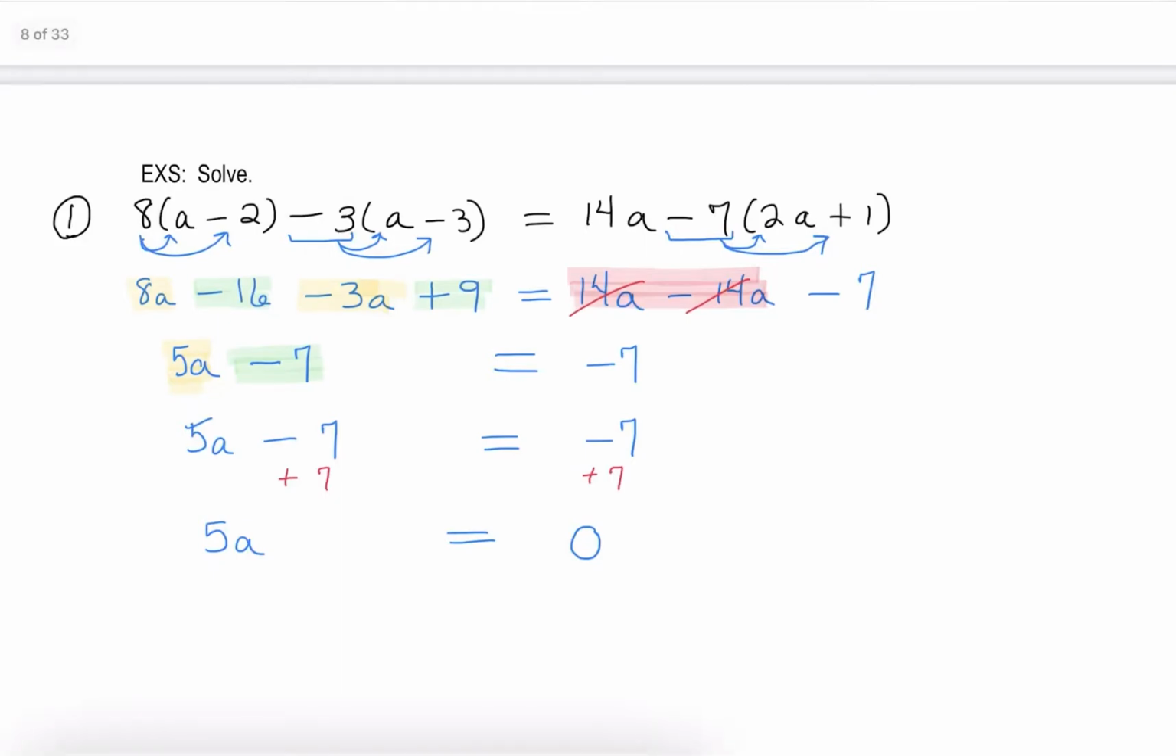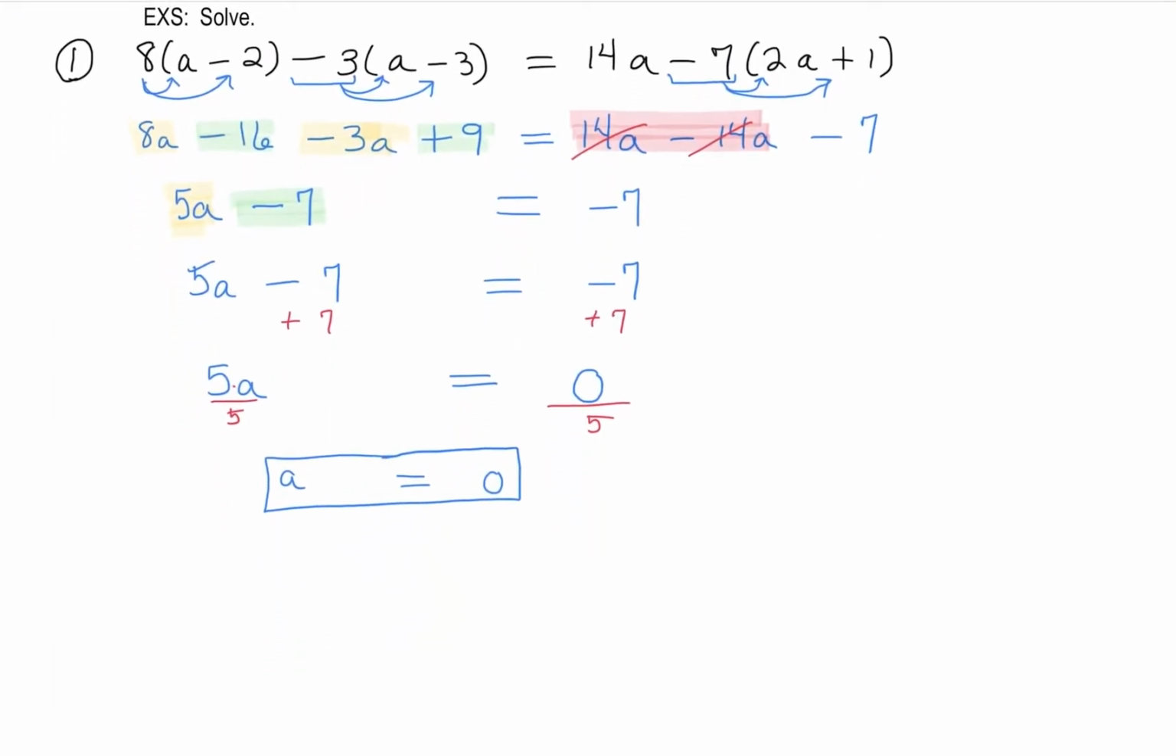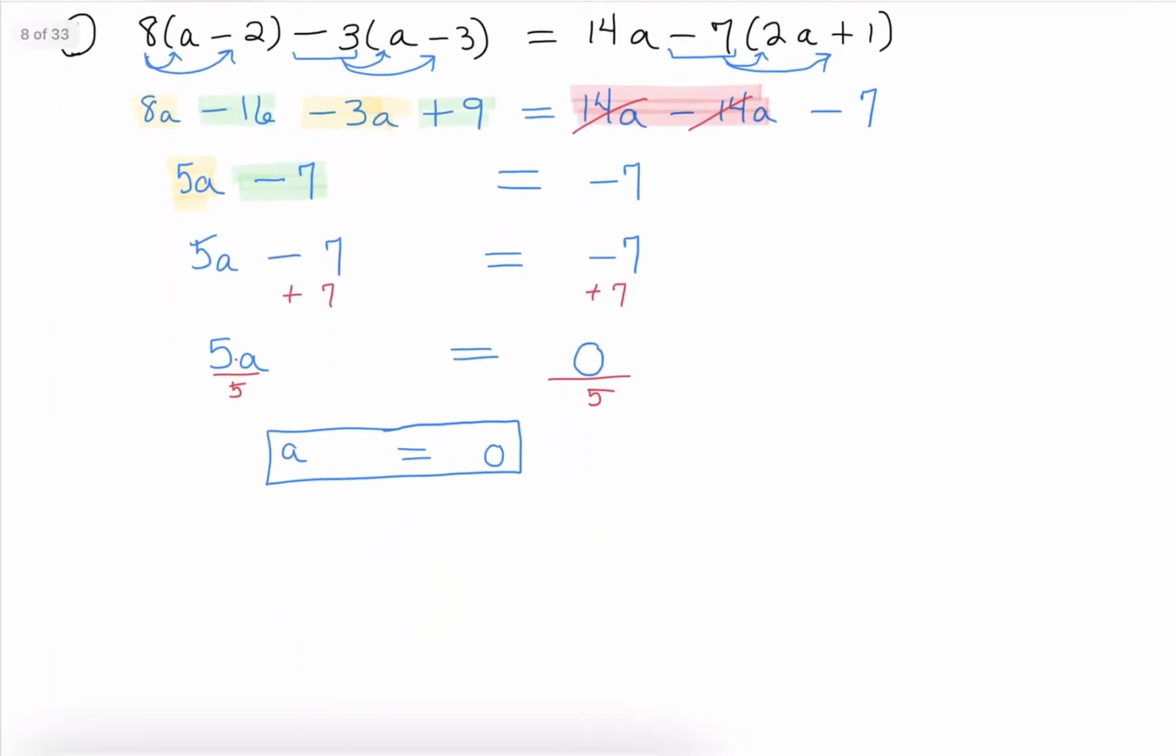So I'm down to my last step, 5 times a. We do the opposite or inverse operation, and we divide both sides by 5. And remember, 0 divided by a number is perfectly fine. That is simply 0. So this is not no solution. It's not all real numbers. It's just 0 is the solution on this one. So I wanted to do one with that because students often confuse that with a no solution situation, or one of those two special cases.